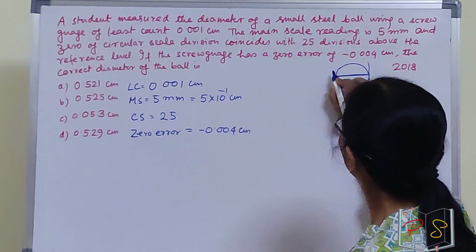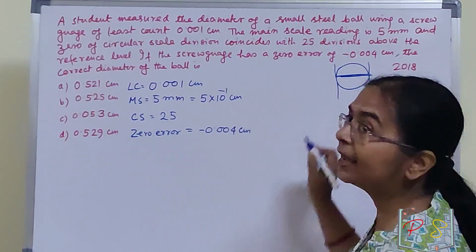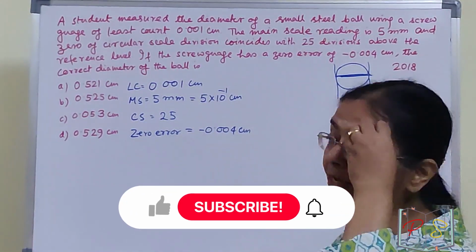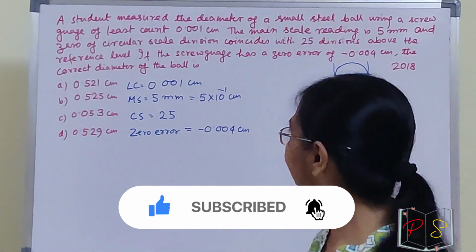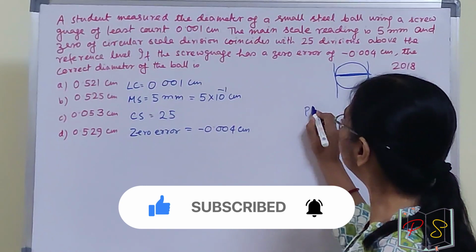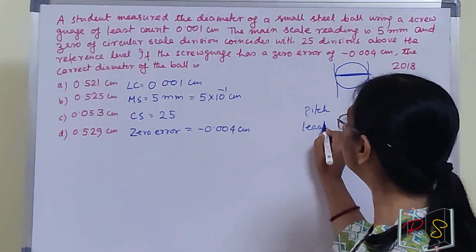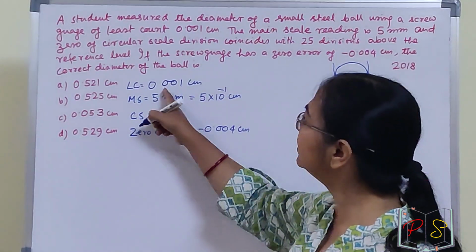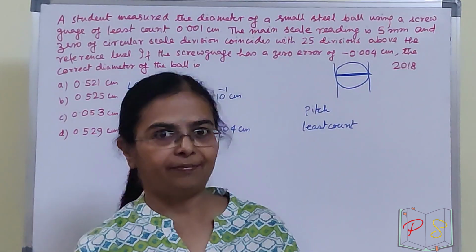We know how to measure the diameter of this ball in a screw gauge, but a little bit of revision, a very quick revision. The terms used in screw gauge: one is pitch, P-I-T-C-H, another one is least count. Least count is given over here, but pitch and least count you must remember always.